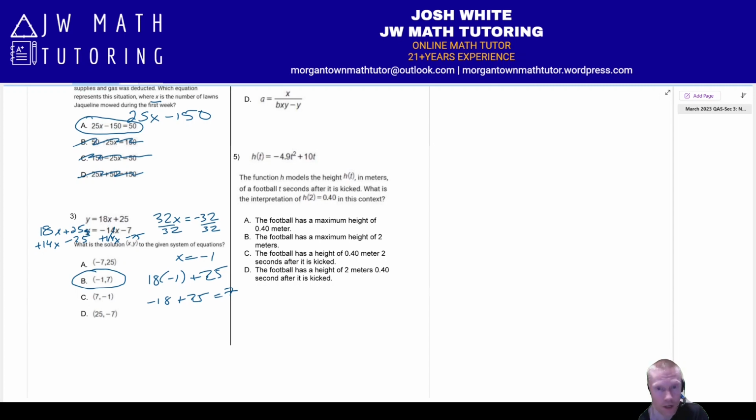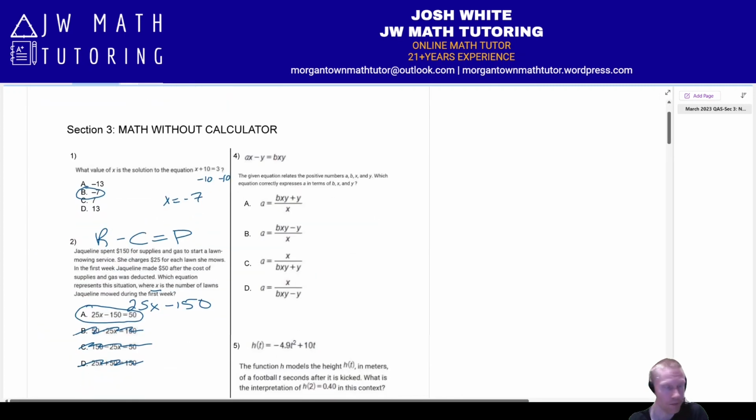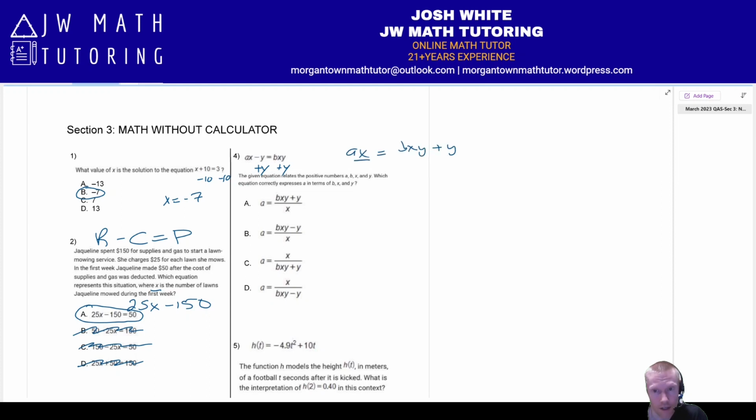All right, now going on to problem number 4. So scrolling back up here. Here we have a formula with a bunch of letters a, b, x, and y, and they basically want this to be solved for a. So first thing I'm just going to do is add y to both sides and get ax equals bxy plus y, and then divide everything by x. And now, before I try to do any simplification or maybe split this up into two individual fractions, I'm going to look at the answer choices and notice that A matches this perfectly. So the correct answer is going to be A.